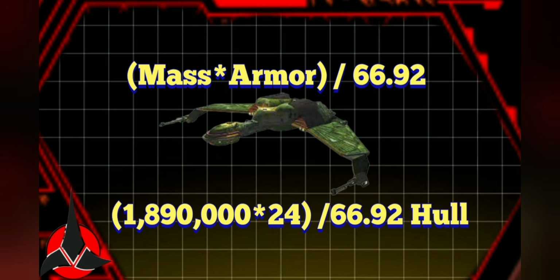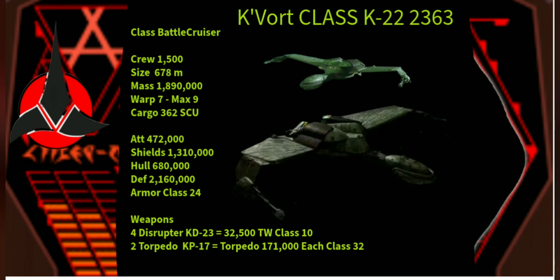So the ship's true value and actual hit point strength would be around 680,000. Okay, so let's look at the ship itself and the data that we have here. Nothing's really changed too much from our previous breakdowns, except for the hull strength. The hull strength is 680,000 now, so it gives a defense of 2,160,000. That is putting it in the category that it belongs.